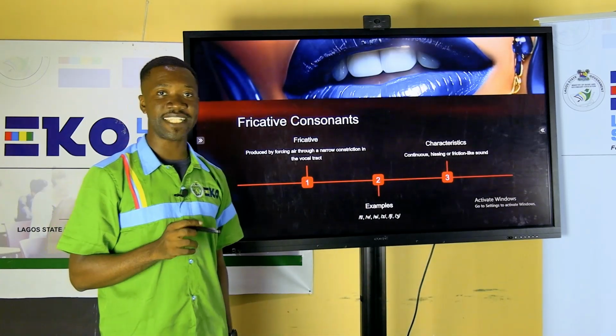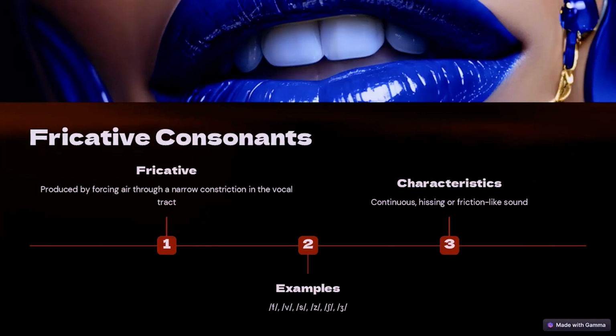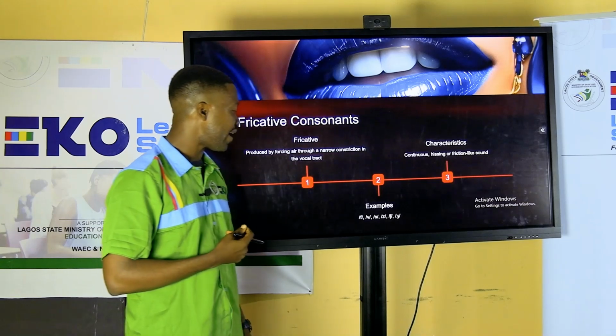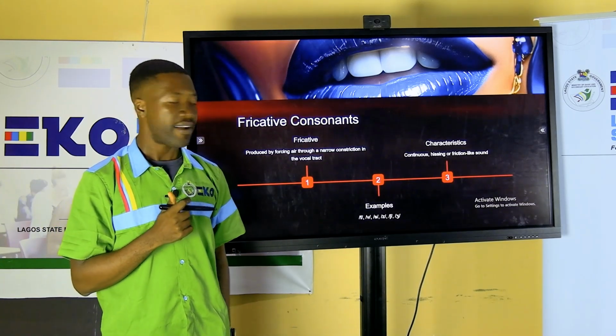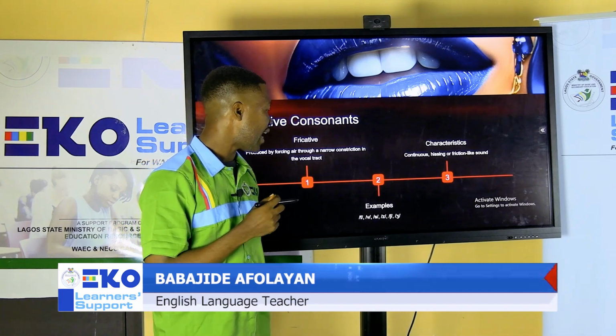We have the fricative consonants. The fricative consonants are produced by forcing air through a narrow constriction in the vocal tract. The characteristic of fricative consonants is a continuous hissing or friction-like sound. Examples are f, v, s, z, sh, and j.